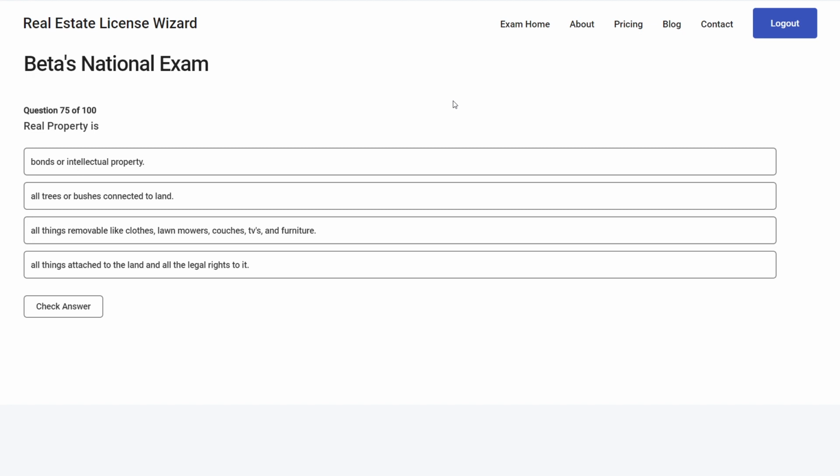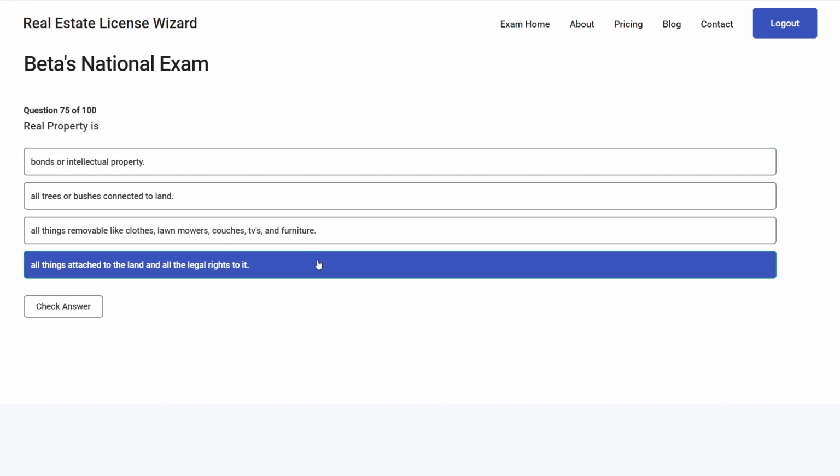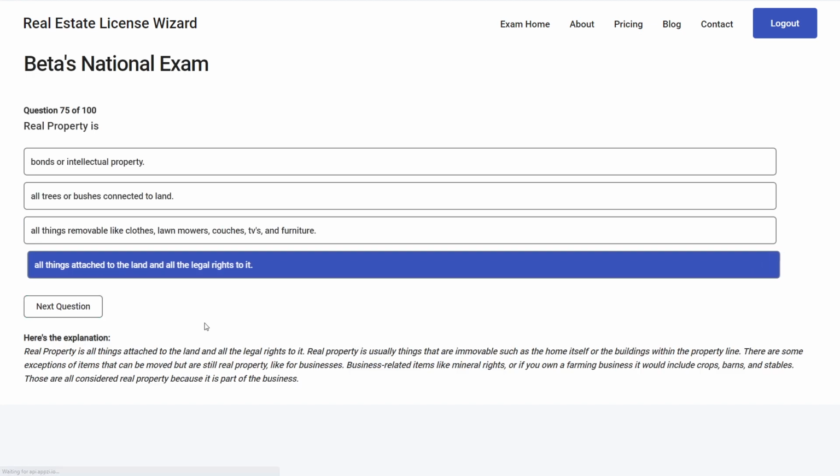All right, did you guys come up with it? Real property. When you think of real property, you want to think of things like attached to the land, and that is our correct answer. So real property is all things attached to the land. Real property is usually things like the home itself or buildings within the property line. Now there are some exceptions of items that can be moved but are still real property, like businesses and business-related items, like mineral rights and things like that. But yeah, that's real property.